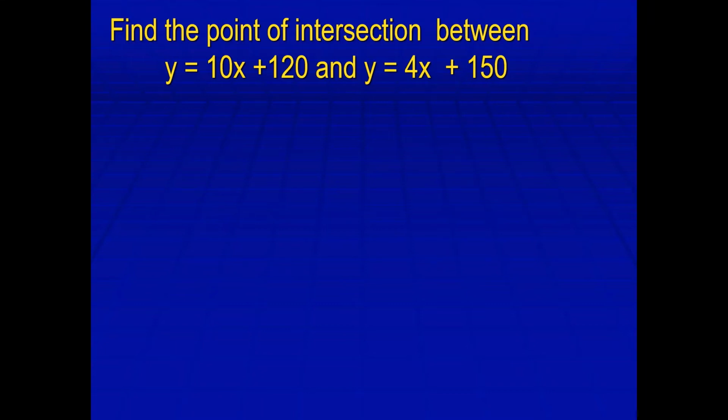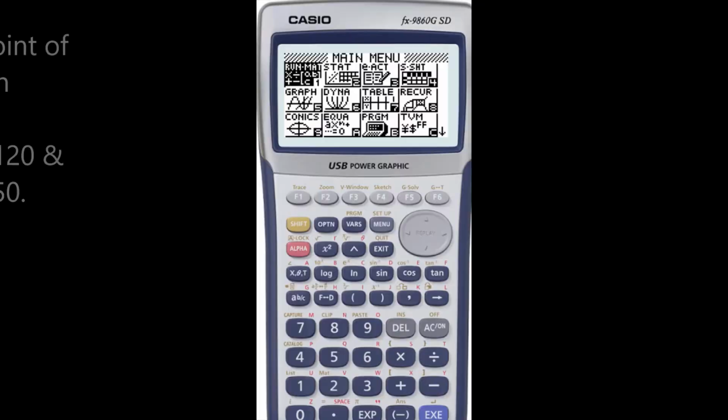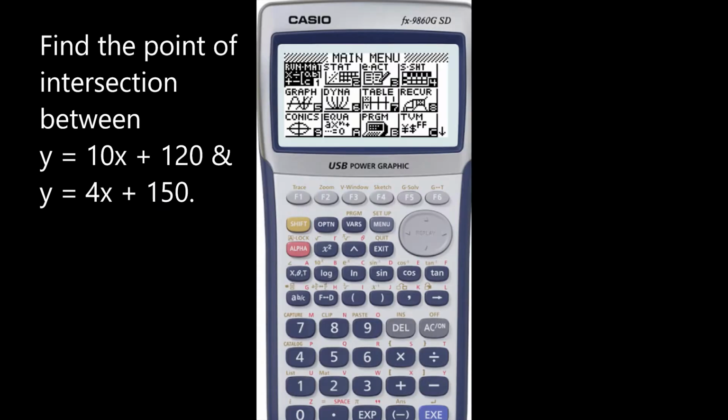So you can solve it algebraically, or you can read off the information from the graphs that you have drawn where the two lines intersect, if it's easy to read those values off. And you can use your graphics calculator to check if your answers are correct. So here's a quick example. We're finding the point of intersection between the lines y is equal to 10x plus 120 and y is equal to 4x plus 150.